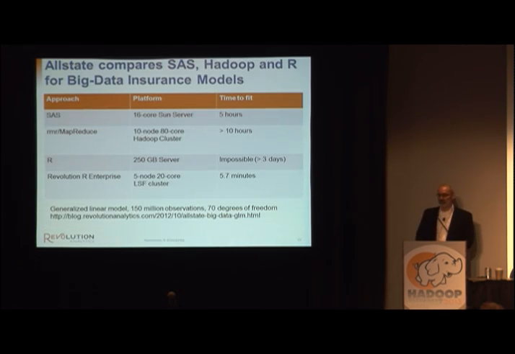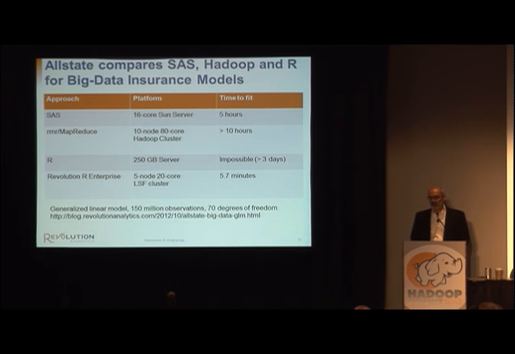So our final comparison is one that was performed by Allstate, where they were looking again at generalized linear models. In this case, their data set was 150 million observations with more variables, 70 degrees of freedom. This was published in a blog post at the end of the year 2012. And here in this comparison, SAS was running on a 16-core Sun server, so an SMP machine. And it took 5 hours to do this generalized linear model.